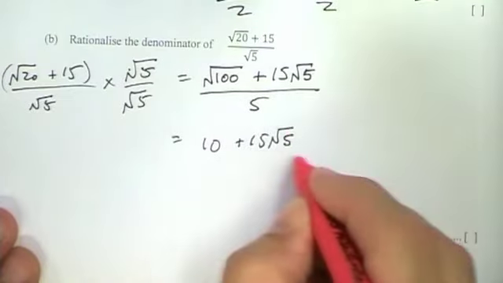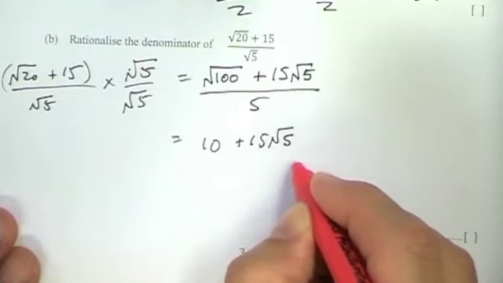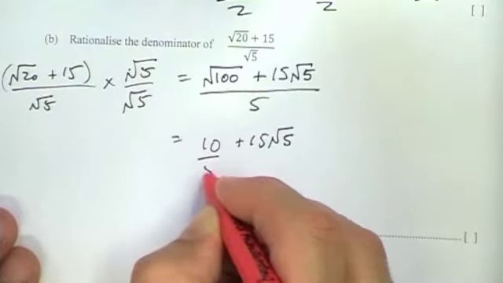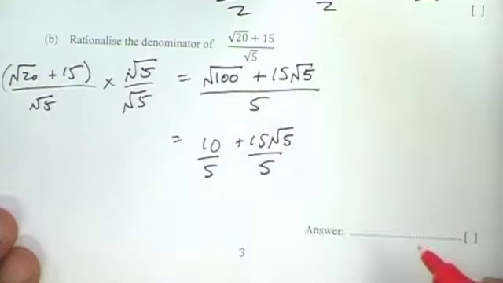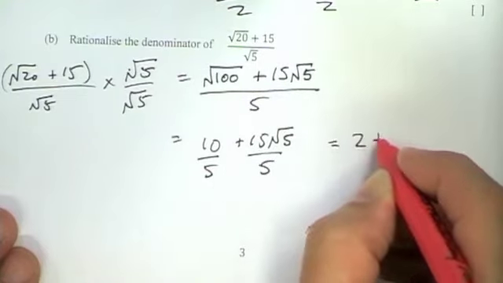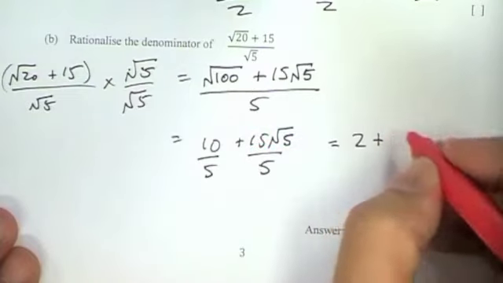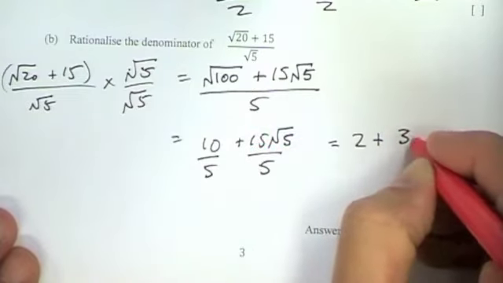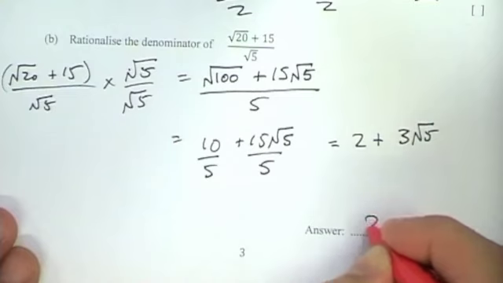Instead of doing the denominator underneath the whole lot, I could actually split it up into that if it makes more sense, and then that's 10 over 5, which is 2, plus 15 over 5 is 3 with the root 5, so that's the answer.